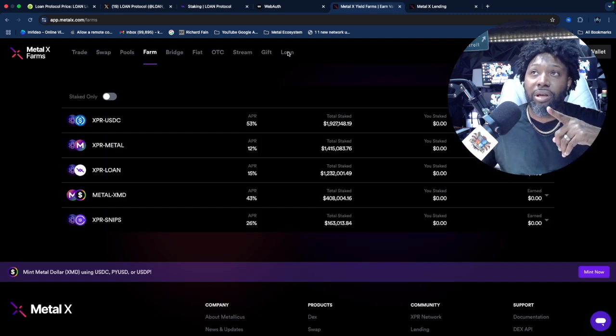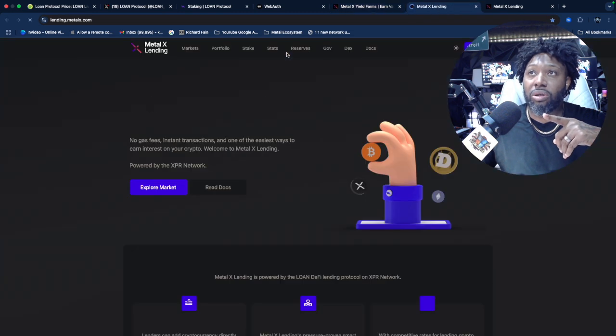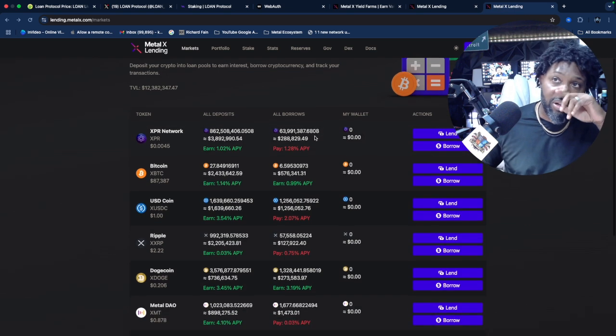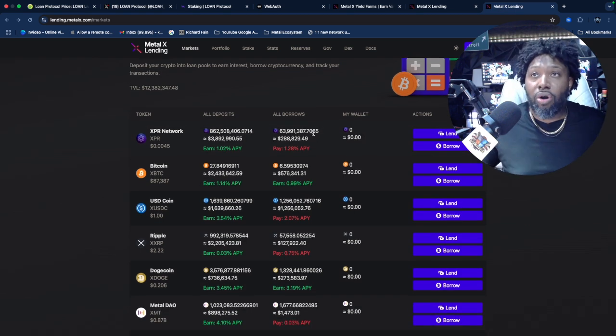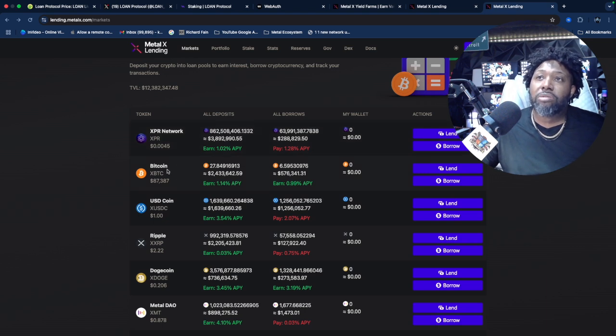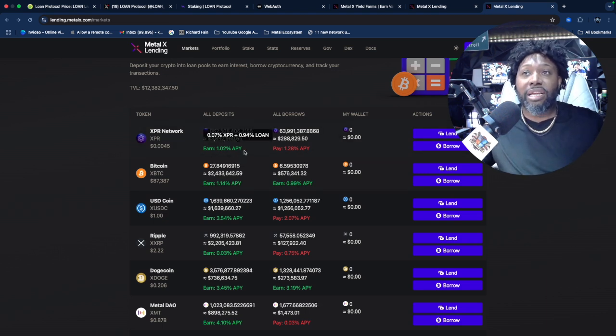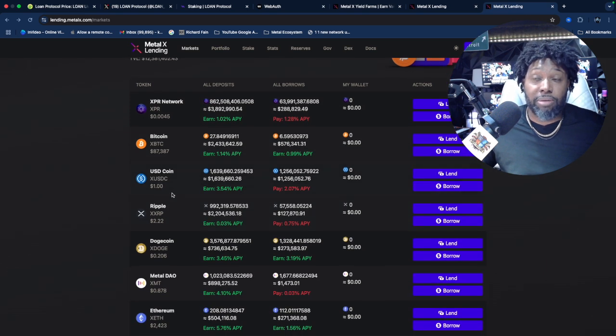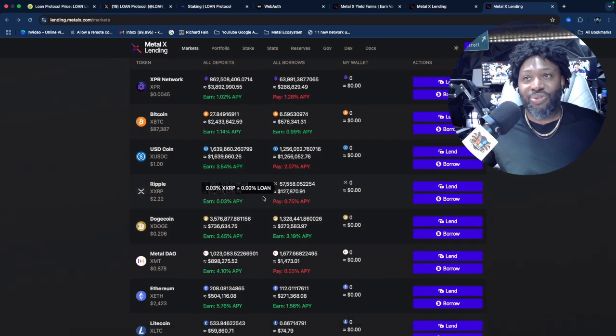Now, here's the cool thing, loan. So this is loan. And I've already opened, you can explore the market right here. And these are the things that you can loan and borrow, guys. So check this out. All deposits. You got XRP. They tell you how much you're earning on it. The APY does change. You got Bitcoin. You got Ripple. So it's right there, guys.